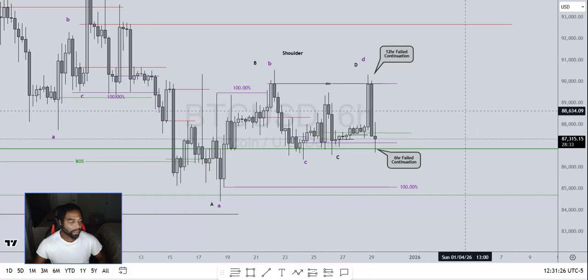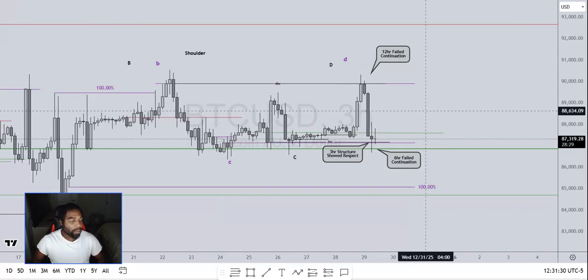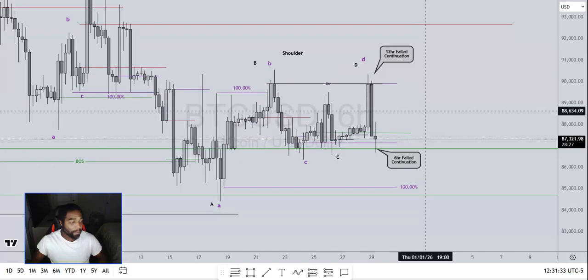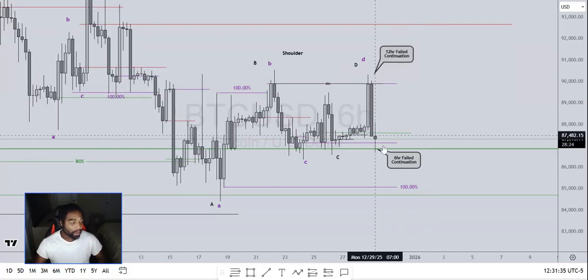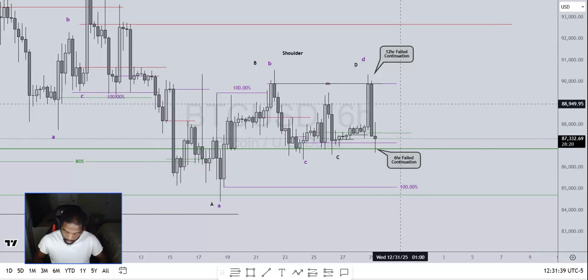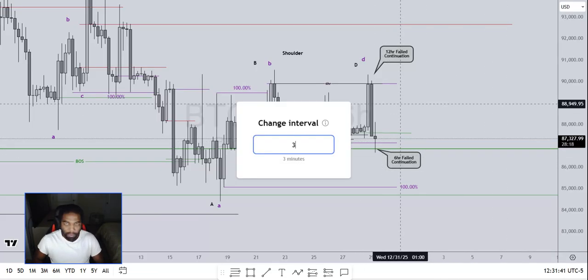We got 28 minutes left, right? The reason I'm calling it a failed continuation is because of the price action that I'm seeing on the 6 hour. I mean, on the 3 hour. But currently, price is still active on the 6 hour. So with that being said, price is still active on the 6 hour.